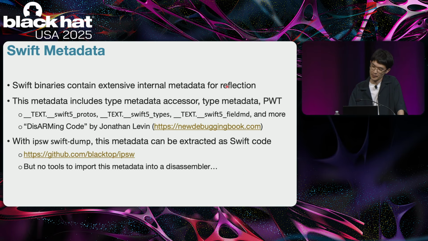But fortunately, even if the binaries are stripped, we can still access a lot of type information in the binary. That's because Swift supports reflection. Metadata for reflection can be accessed through Swift-specific sections like swift5_protocols and swift5_types. And by extracting this metadata, we can recover type information. We can extract this type information using the ipsw swift-dump command, which is created by Blacktop. But the extracted type information cannot be imported directly into a disassembler.